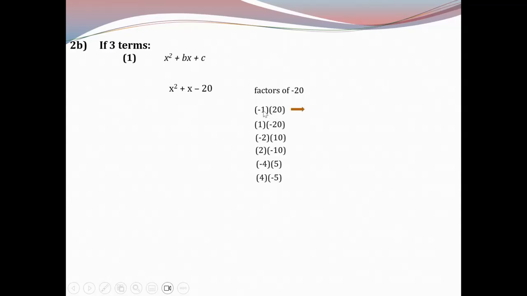Right, so if we add these, negative 1 plus 20 is going to give us 19. 1 minus 20 is going to give us negative 19. Negative 2 plus 10 will give us 8. 2 minus 10 will give us negative 8. And negative 4 plus 5 will give us 1. And 4 minus 5 will give us negative 1.